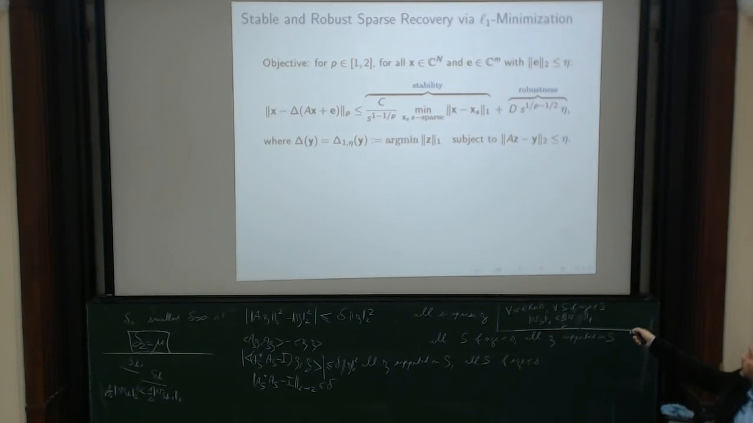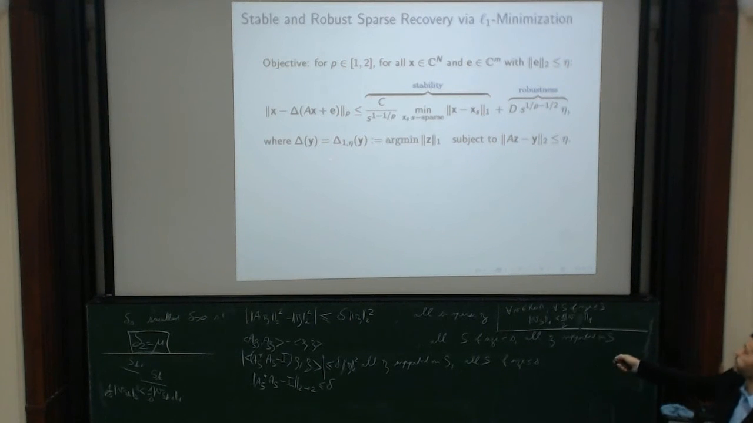So this is the distance to sparse vector in L1. On Friday, we'll understand why we insist on having L1 here. And then a term that will be equal to 0 if the measurement error is actually equal to 0. So we suppose that we have a bound on the measurement error, eta.